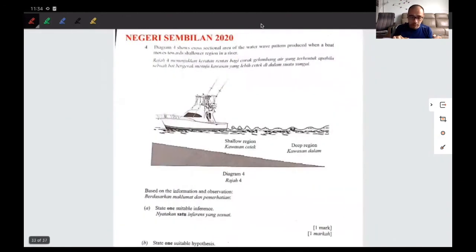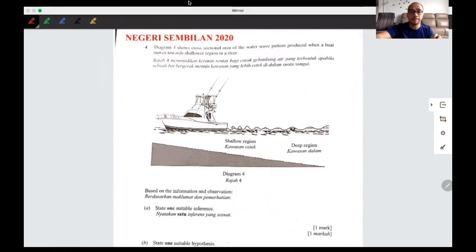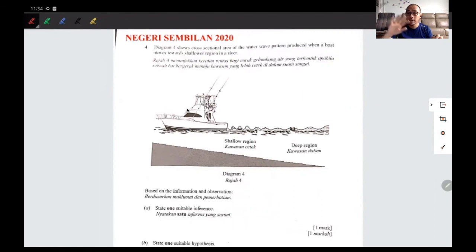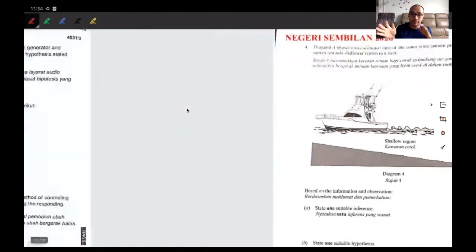Another popular question is this one now. And this occurs 3 times, I think. Yeah, 3 different trial papers have asked the same question. So take a look at this. Diagram 4 shows, oh, sorry. In case you're asking, I will show you the experiment in a little while. Just let me explain the question first.